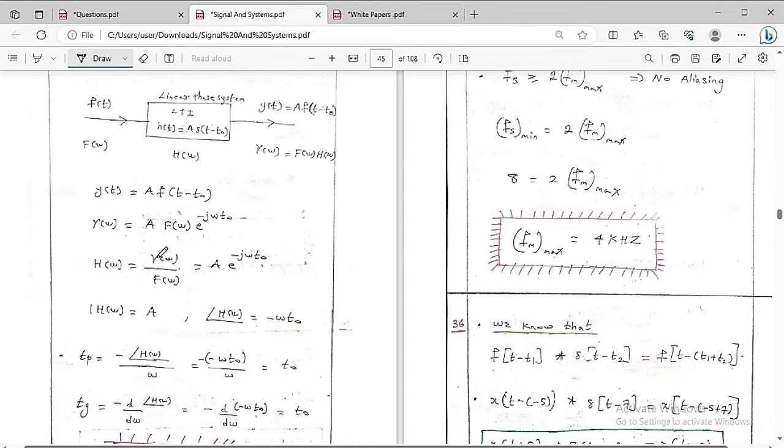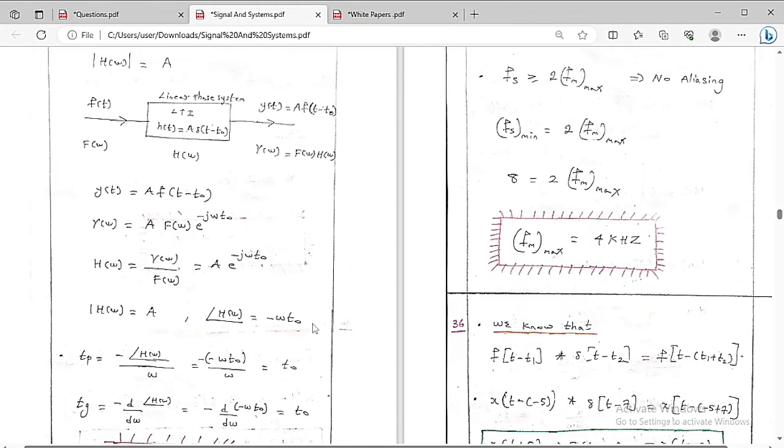That is the Fourier transform. So what is H of omega? H of omega is nothing but Y of omega by F of omega, which is A into e to the power of minus j omega t naught. Then the mod of H of omega is A, and the phase angle of H of omega is minus omega t naught. This is a complex number, so you can write it in polar format, which is A with the phase angle of minus omega t naught. The magnitude value is equal to A, and the phase angle value is equal to minus omega t naught.